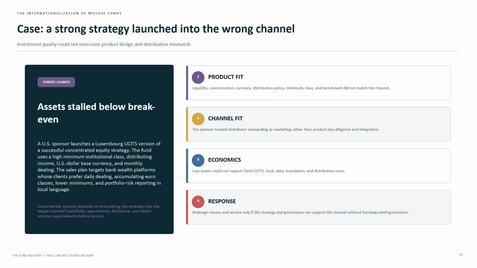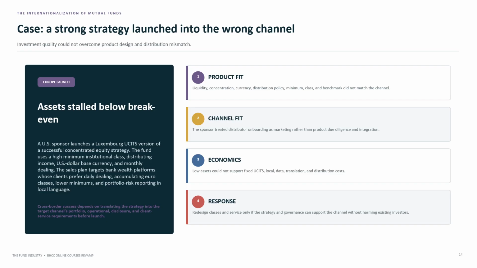The failure is not primarily investment quality, it is product and channel mismatch. The liquidity terms do not fit the distributor's client experience. The class structure does not match currency, income, or minimum preferences. The reporting and onboarding work were treated as marketing details rather than platform requirements. Fixed UCITS, local data, translation, and distribution costs then overwhelm the limited revenue base. The response should not be "add every requested feature immediately."